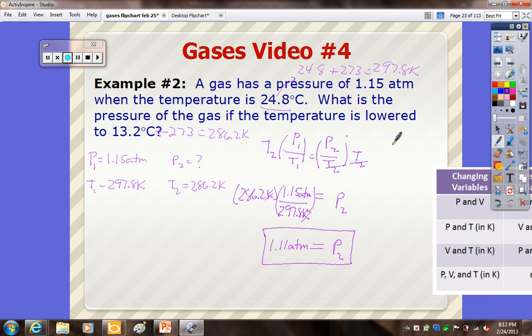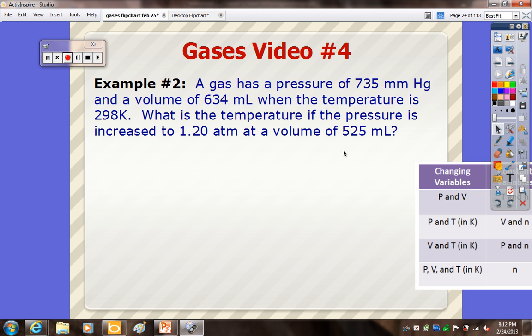Last problem. Now a good best practice would be if you stop the video and took a minute or two to try it out on your own and make sure you know what you're doing. We're going to go ahead and try it for now. The gas has a pressure of 735 millimeters of mercury and a volume of 634 milliliters when the temperature is 298 Kelvin. We're going to go ahead and write these in. Notice we're going to write in our units as well. You should never leave your units missing.